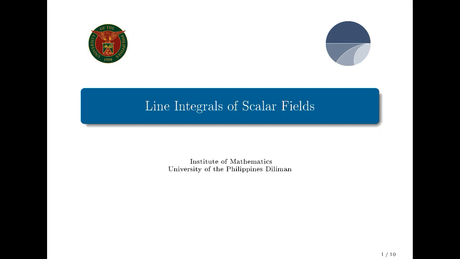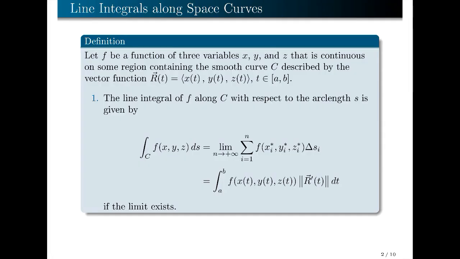For this part, we will again talk about line integrals with respect to arc length and with respect to the coordinate variables, but this time of curves in three-dimensional space. Let's start. Now we take f to be a function of three variables, x, y, and z, which is continuous on some three-dimensional region which contains a smooth curve c, and where c is described by the vector function r of t, this time with three components, x of t, y of t, z of t, with the parameter t in the closed interval ab.